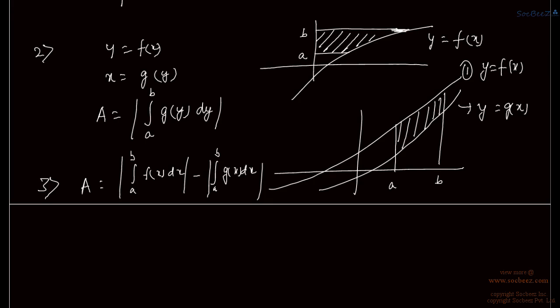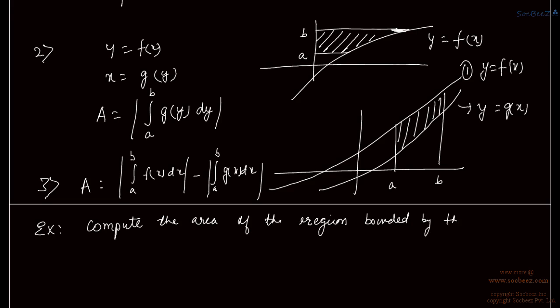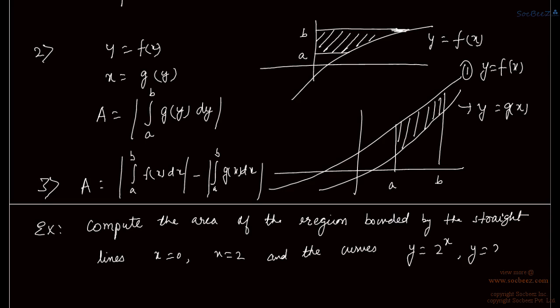So let us have an example. Compute the area of the region bounded by the straight lines x = 0, x = 2 and the curves y = 2^x and y = 2x − x².